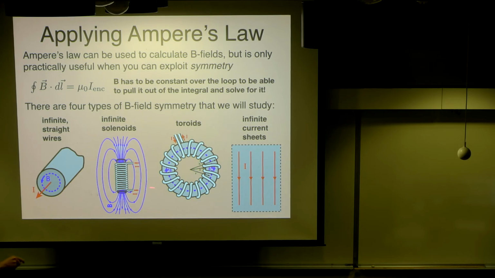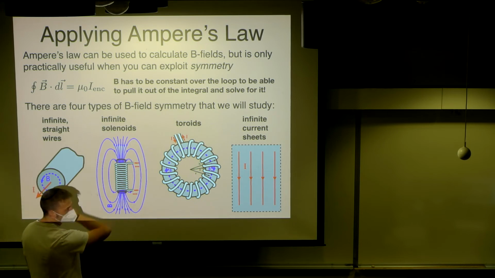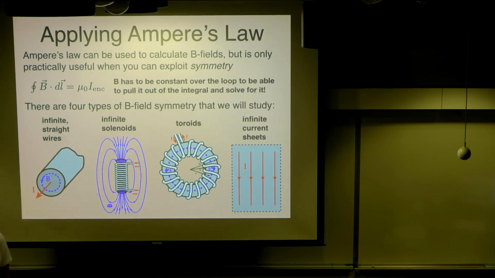We're not going to get into these other examples until next week. But what we'll see is there's something called a solenoid. This is also known as an inductor if you build circuits. Basically, this is a wire that's wrapped many, many times around a cylinder. Okay? That has a certain symmetry we can exploit.